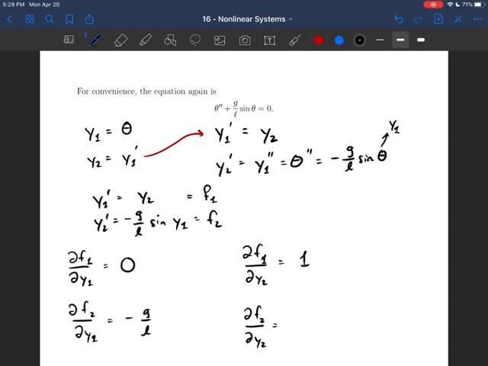All right, so what do we have? Well, for the first equation, it has no y1s in it, so that partial is 0. The partial with respect to y2 is 1. The partial of f2 with respect to y1 will be minus g over L cosine of y1, and the partial of f2 with respect to y2 will be 0.